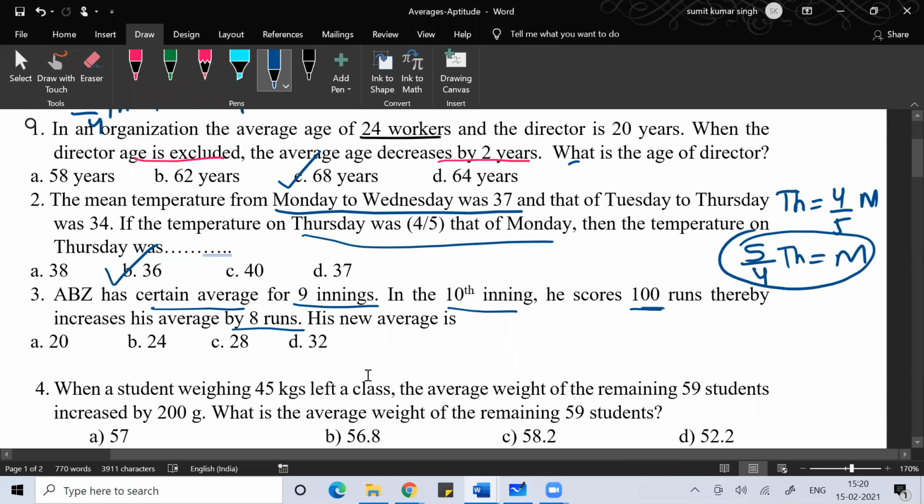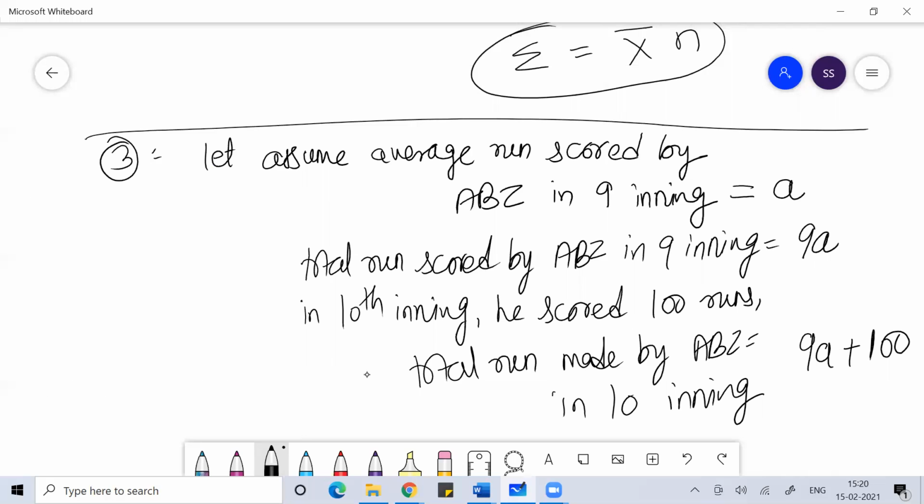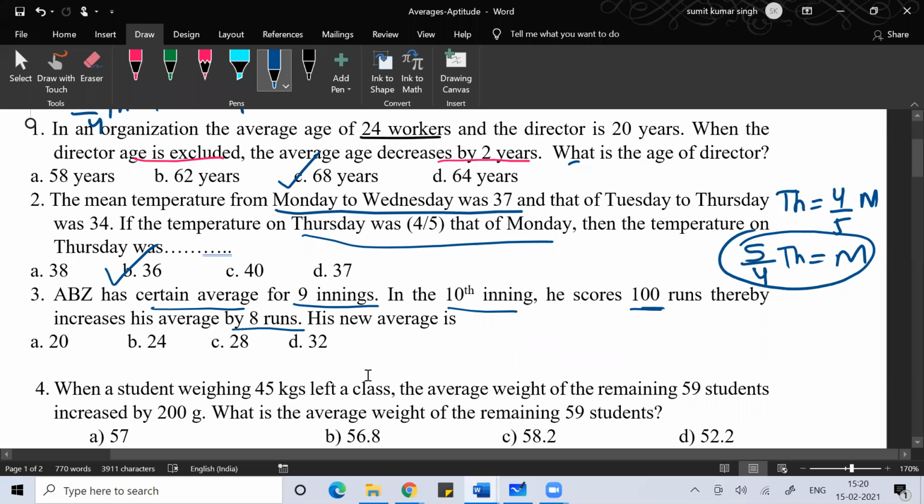ABZ has a certain average for 9 innings. In the 10th inning, he scored 100 runs. I hope this is clear with everyone. I assume his average run scored in 9 innings is A, so the total run scored by him would be 9A. In the 10th inning, he made 100 runs, so the total run ABZ made in 10 innings is 9A plus 100. I hope everyone is clear on this part.